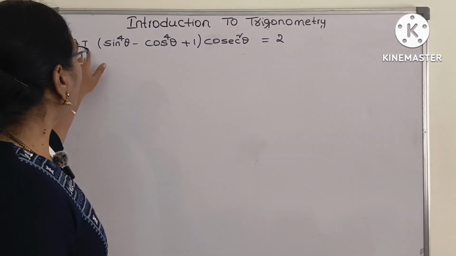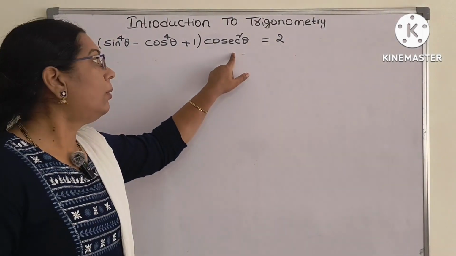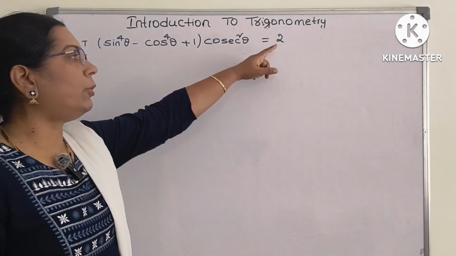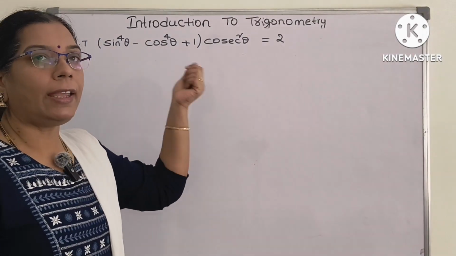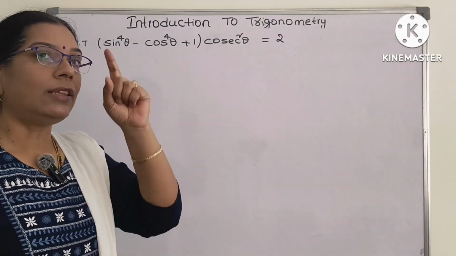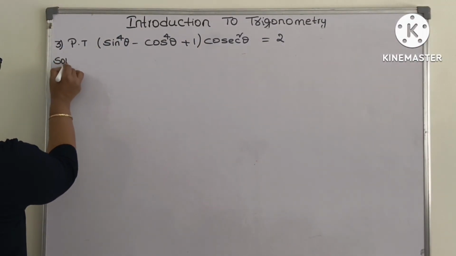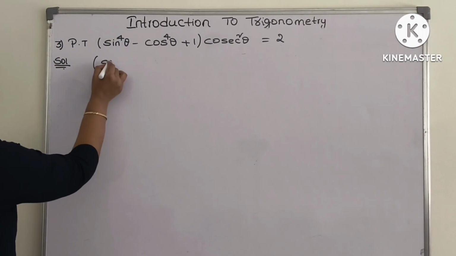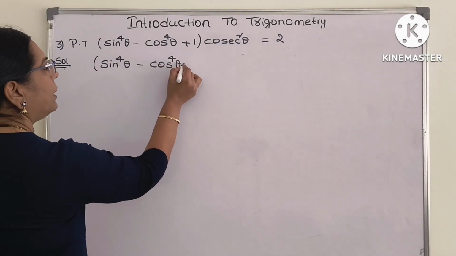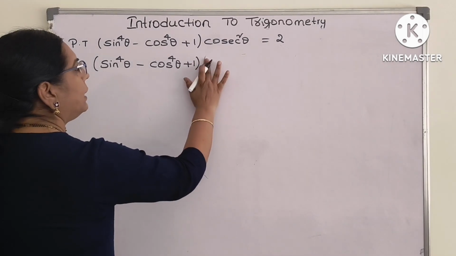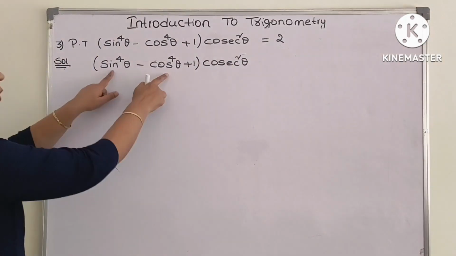The next sum, children. Prove that (sin⁴θ − cos⁴θ + 1) multiplied by cosec²θ is equal to 2. One more tip, children: if in the question you have any power higher than a square, then think of algebraic formulae. So let us solve. Write first the equation as it is. (sin⁴θ − cos⁴θ + 1) into cosec²θ.